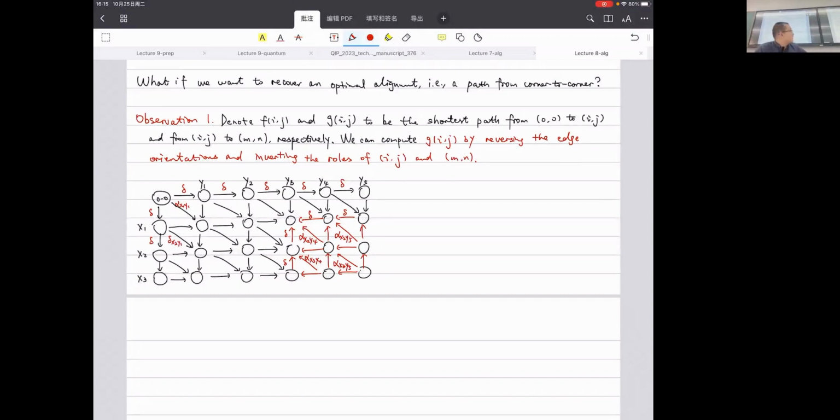orders. I mean, for all the edges between ij and mn here, just compute the reverse order. In the original graph you go from this vertex to the corner mn, but now you are actually moving from mn to ij, with this graph where all the corresponding edges are reversed.